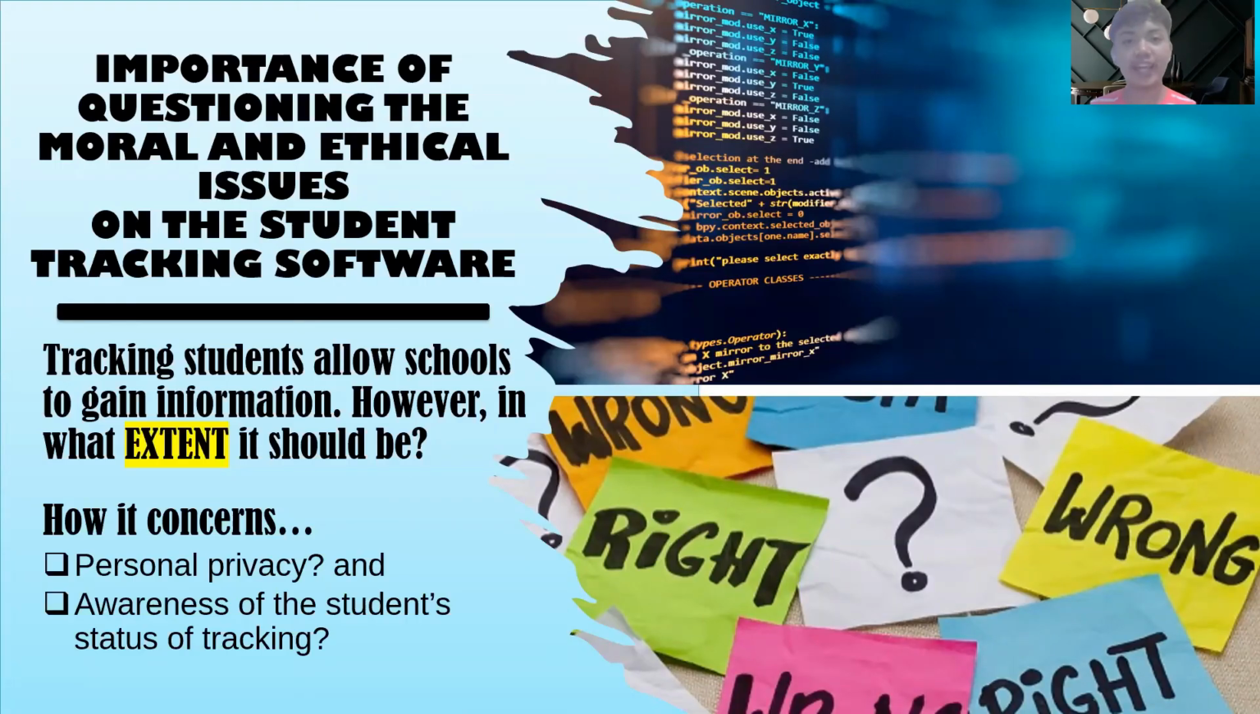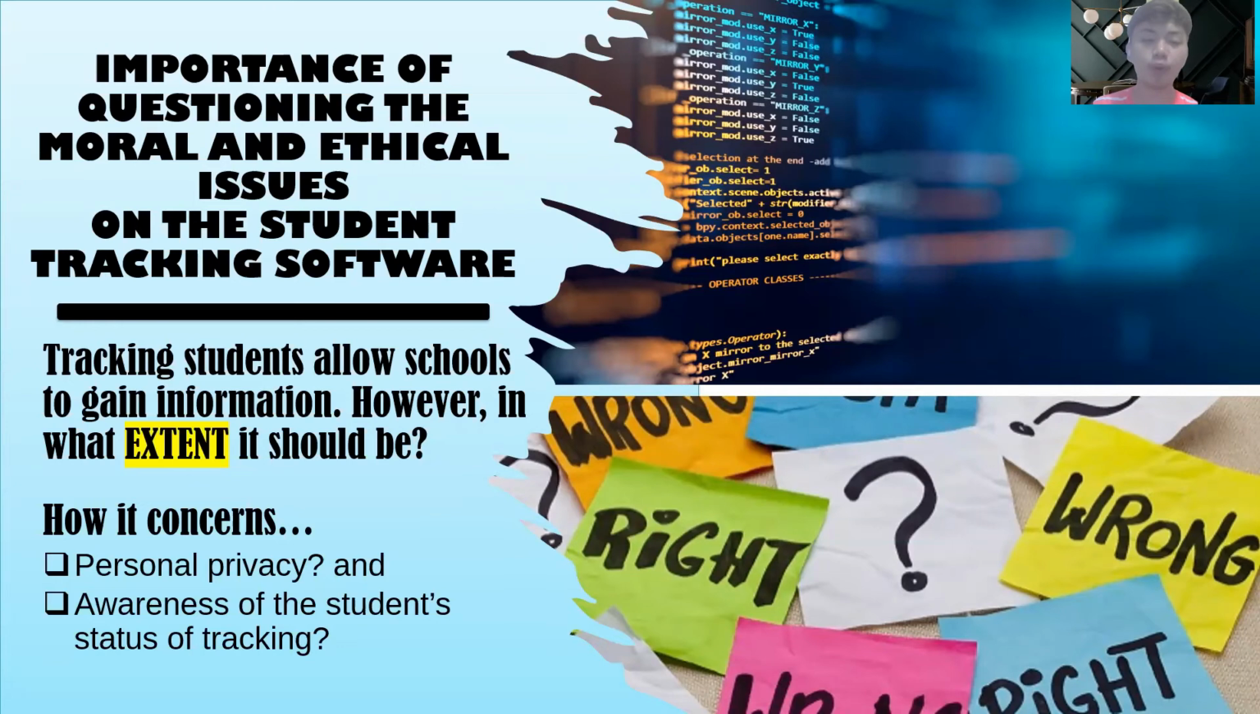Moving on, after knowing the ethical issues, there should be arguments regarding it. Questioning the moral and ethical issues on the student tracking software is significant for the security and efficiency of it. Tracking students allows schools to gain information. However, to what extent should it be? It is one example of how it concerns the personal privacy and awareness of the student being tracked.